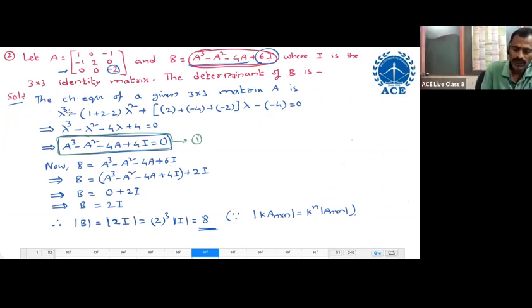Now, according to our shortcut formula of the characteristic equation of a 3 by 3 matrix, the equation is lambda cube minus trace, that is the sum of the diagonal elements, into lambda square, plus the sum of the 2 by 2 corner determinants, that is the coefficient of lambda, minus determinant of A. Here, if you expand the determinant of this matrix, we get minus 4. This is the characteristic equation. From this characteristic equation, we are writing the matrix equation according to Cayley-Hamilton theorem, just by replacing lambda with A. So lambda cube becomes A cube, lambda square A square, lambda A.